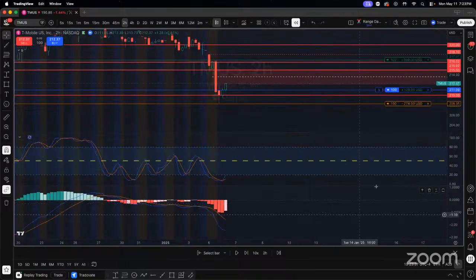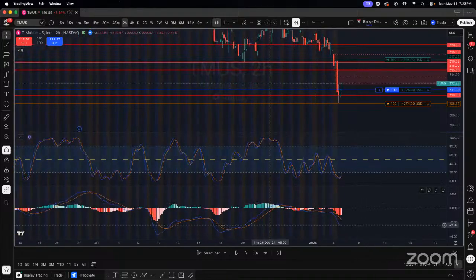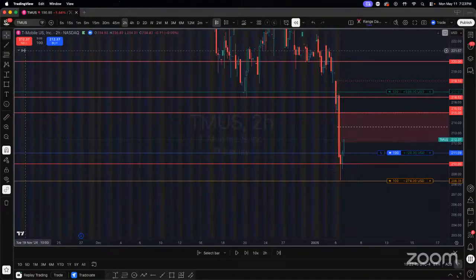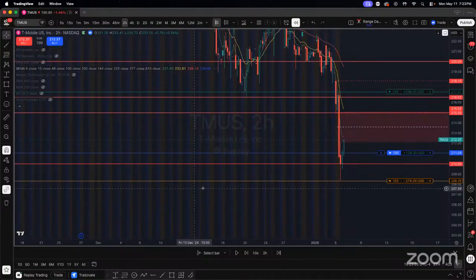Let's look at the stochastic and see what happens so we can make a decision. Stochastic is giving us a nice little cross to the upside. We're getting bullish divergence type of action here, but there's no confirmation for the bullish divergence. Shout out to those that understand bullish divergence. If you don't know, that's okay. That's what classes are for, right?